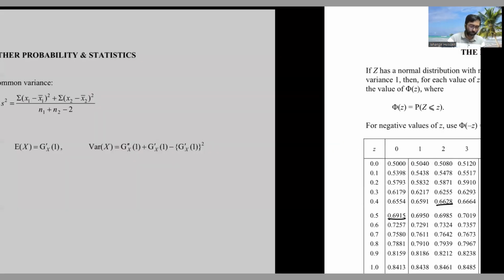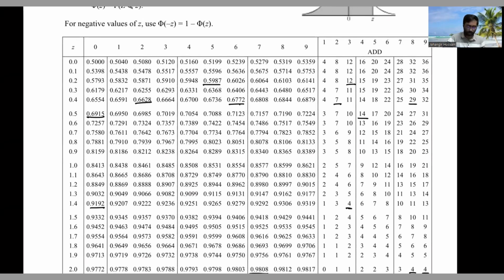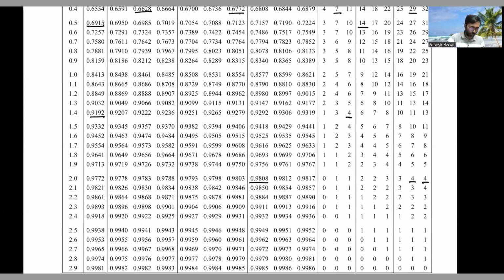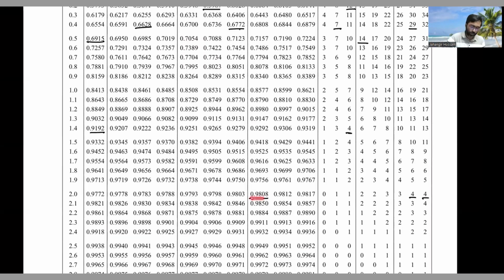Now, use the normal distribution table. We have the normal distribution table here. 2.07 is here, and 2.079 is 4. So you add this, and we have 0.9812.